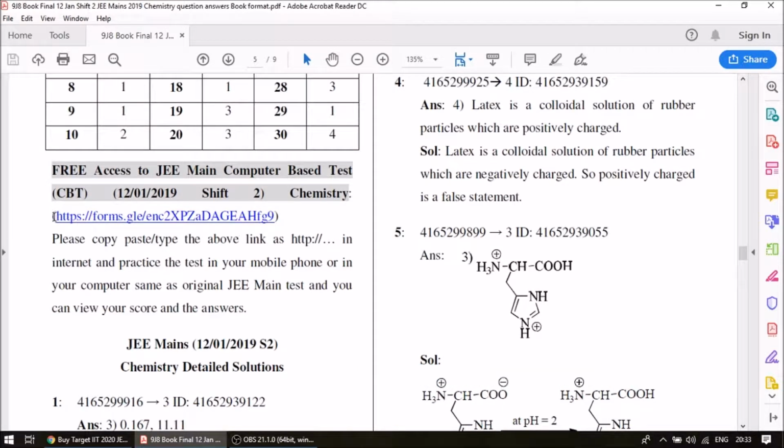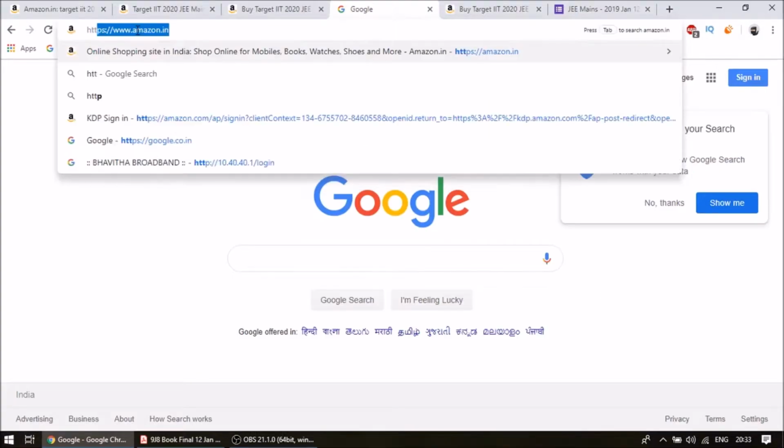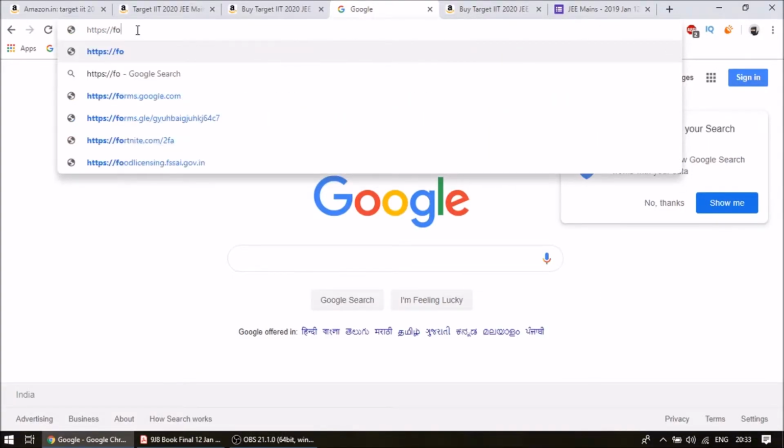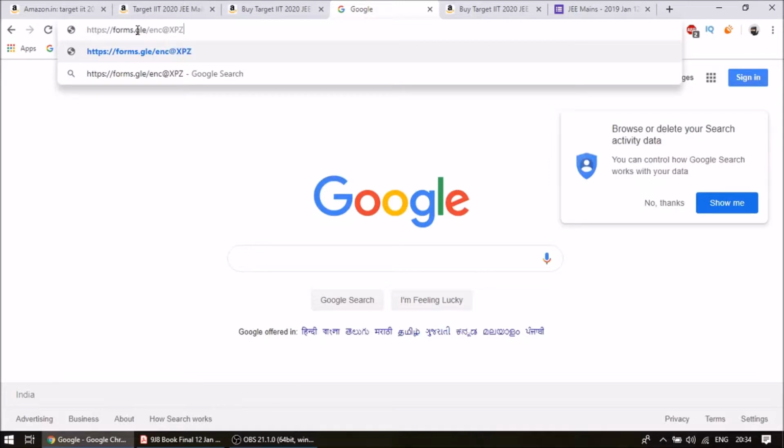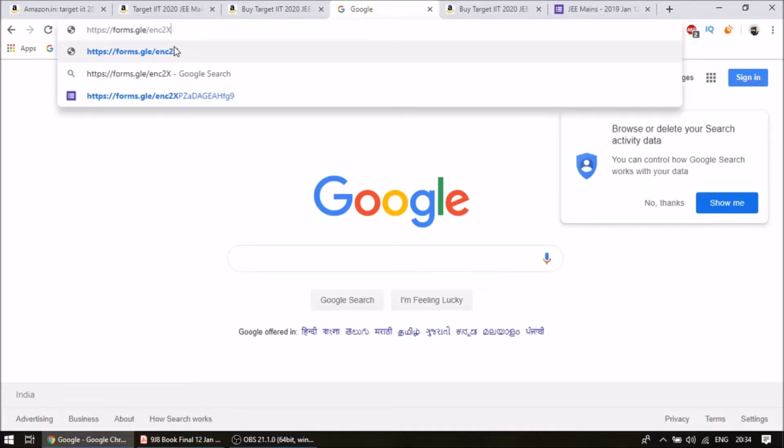You can simply copy it from here, or once you buy the book you can type this address in Google like this: http://forms.gle/ then capital letters and characters. Like this you can enter all of this, and I am simply entering it.